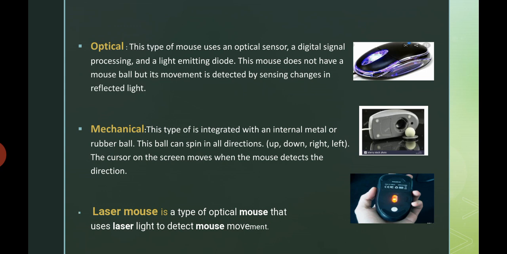The third is the mechanical mouse. This type of mouse is integrated with an internal metal or rubber ball. This ball can spin in all directions, like up, down, right and left. The cursor on the screen moves when the mouse detects the directions. The last mouse type is the laser mouse. It is a type of optical mouse that uses laser light to detect mouse movement. I am showing here each mouse's image so you can understand how they look.